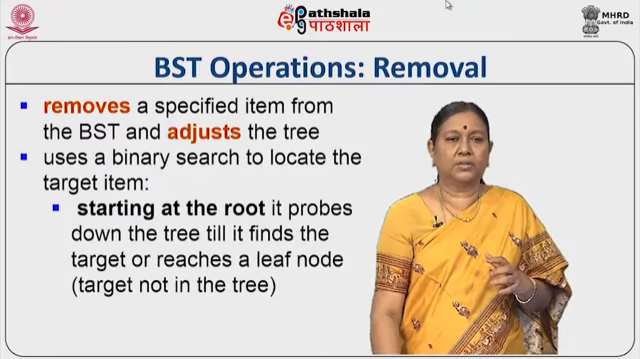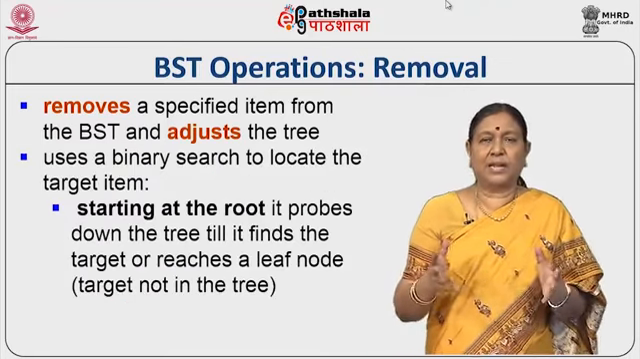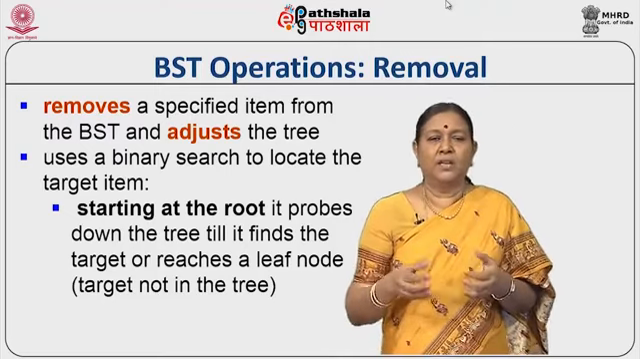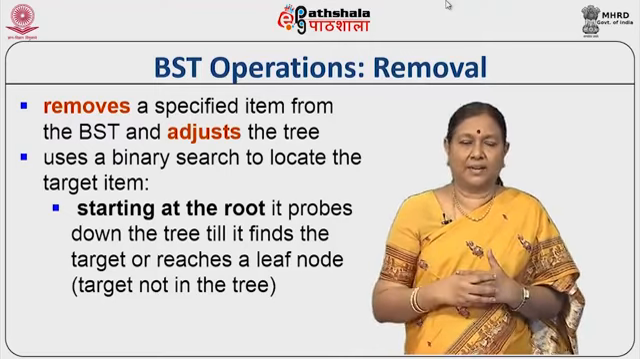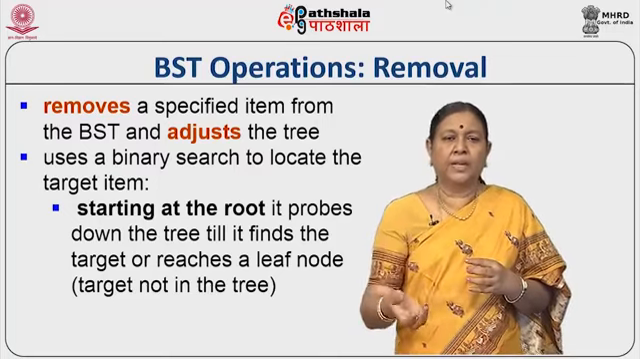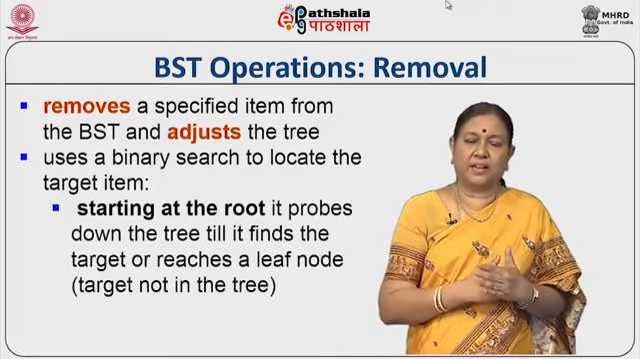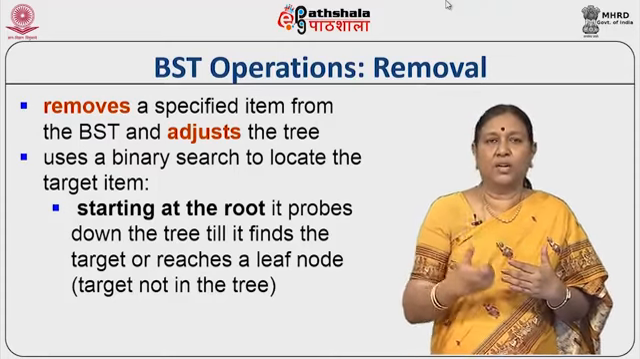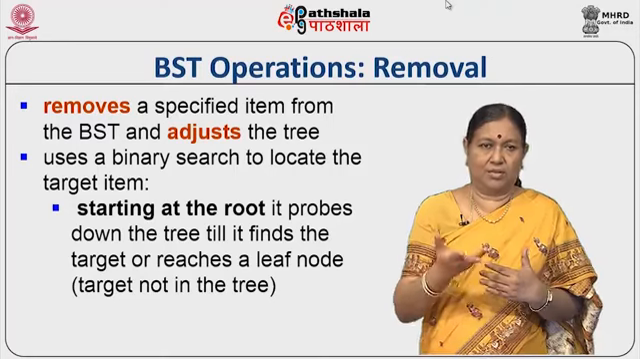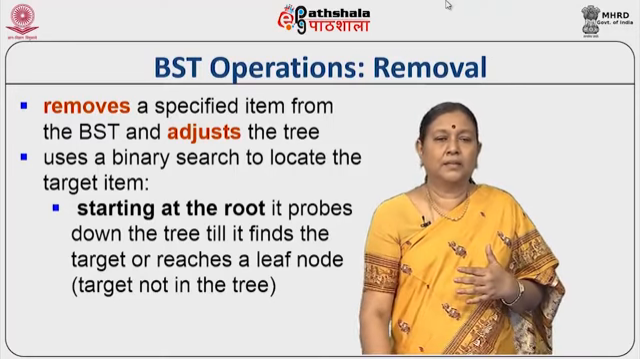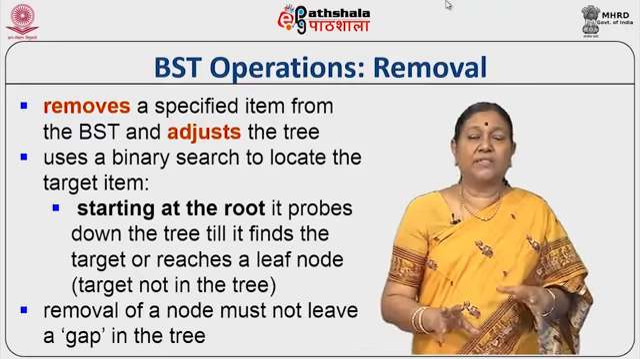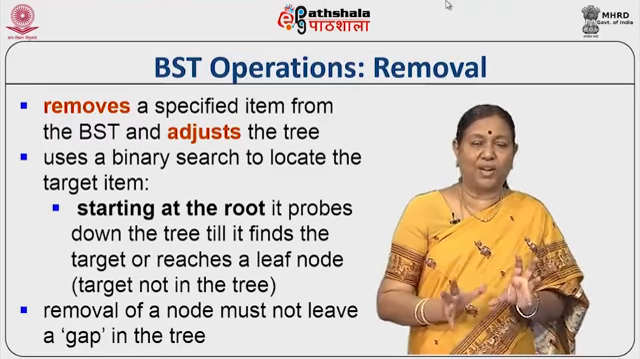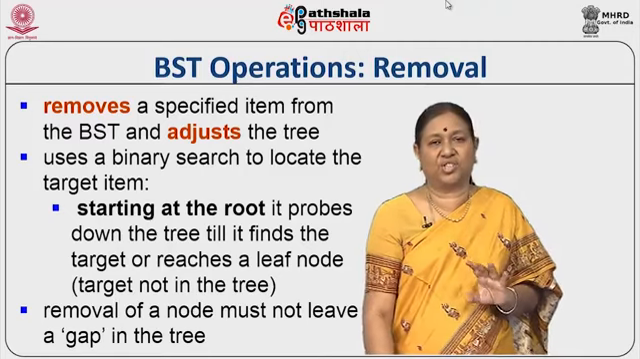Okay. So, as in insertion, we have to first find the node. If you want to delete it, you have to find it. So, it uses a binary search to locate the target item. Again, for this it starts at the root node, it probes down the tree till it finds the target or reaches a dead end. If it reaches a dead end, that means the node that you want to delete is not in the tree, you cannot do the deletion. So, the removal must not leave a gap in the tree, that is our point. We have to adjust the tree accordingly, so that it still retains the binary search tree property.